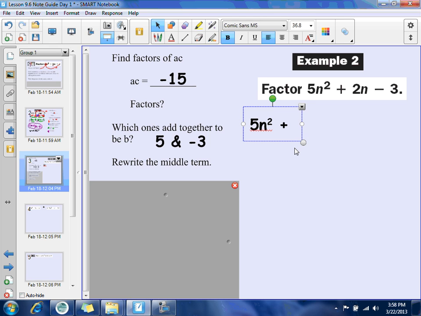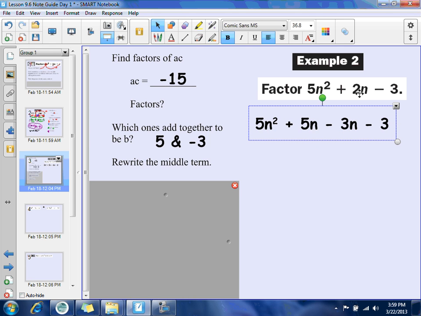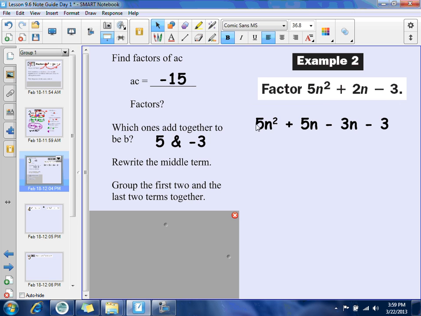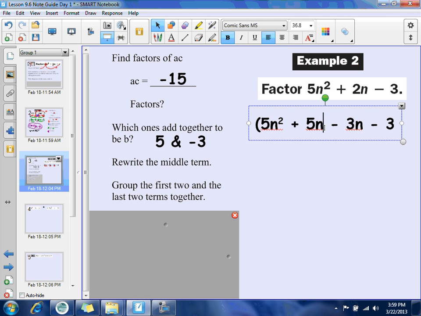All right, plus, now I'm going to rewrite this. So 5n minus 3n, and then minus 3. I took that middle term 2n and rewrote it as 5n minus 3n, using the two numbers I figured out. Now, in this expression, I need to go through and group. I'm going to group the first two terms and the last two terms. Now, remember, that 3n is negative.